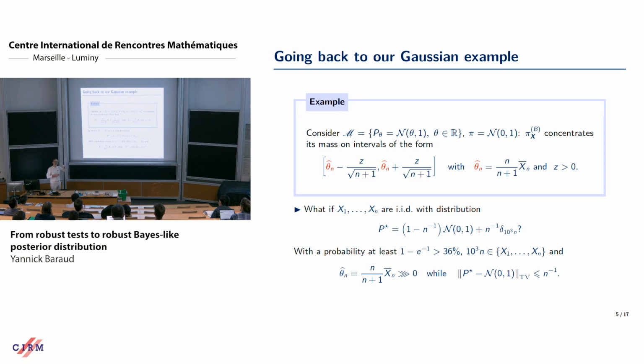So it will behave very poorly, even though the true distribution of my data is quite close to the Gaussian, to my statistical model, because the total variation distance between P star and the standard Gaussian distribution is less than 1 over n. So it is a situation where my model is just slightly misspecified.